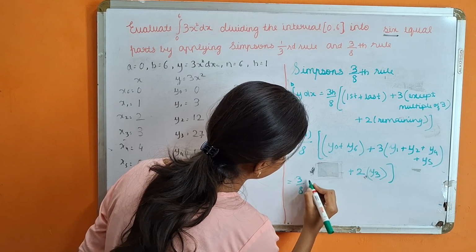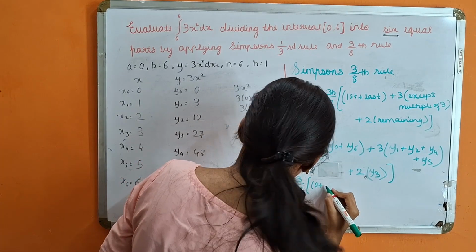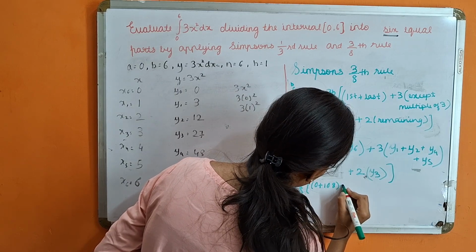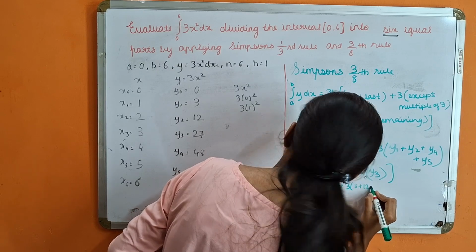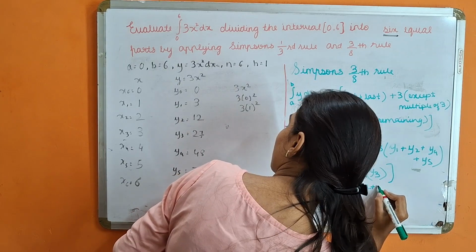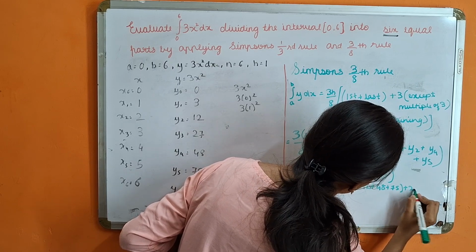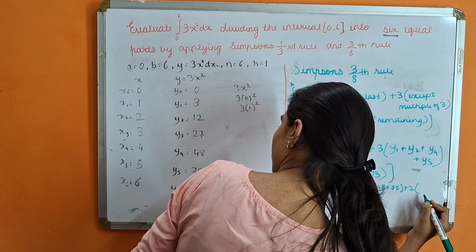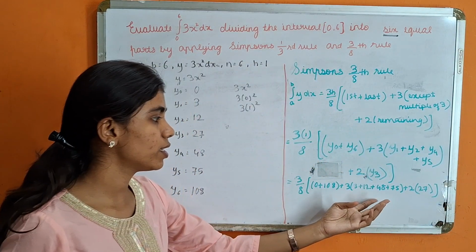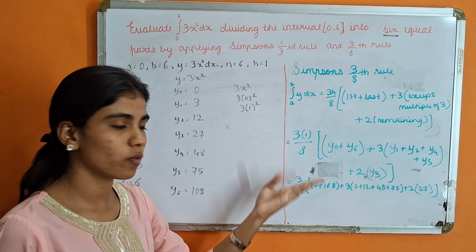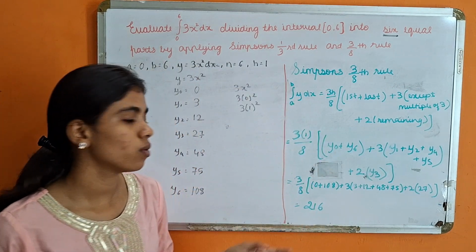3 by 8, y0 is 0 plus y6 is 108 plus 3 times of y1 is 3 plus 12 plus 48 plus 75 plus 2 times of 27. Okay, so I have just substituted the values from this formula, and if you put this into your calculator, you get the answer as 216.